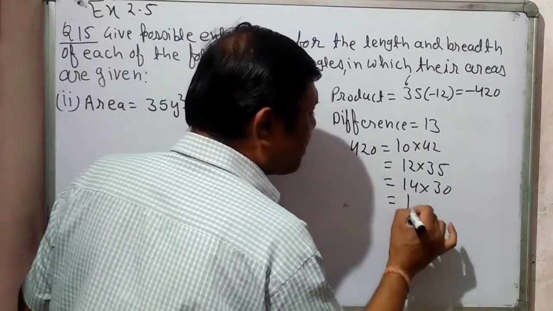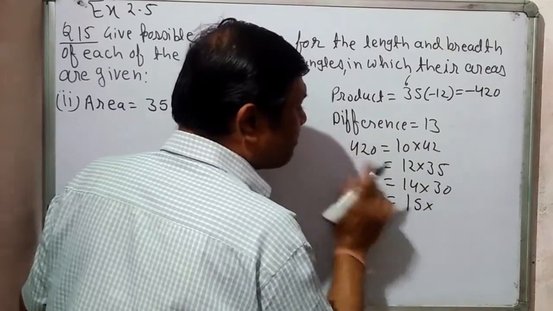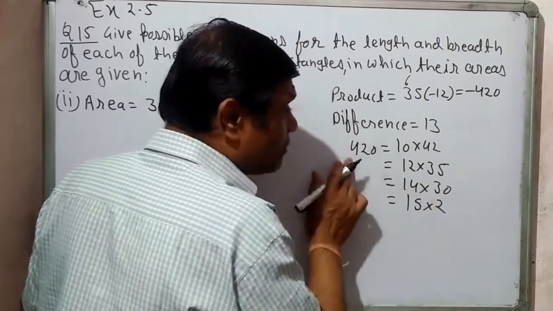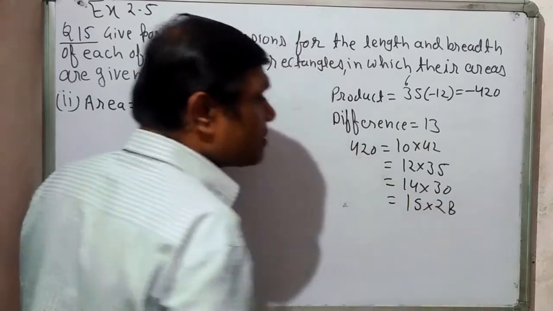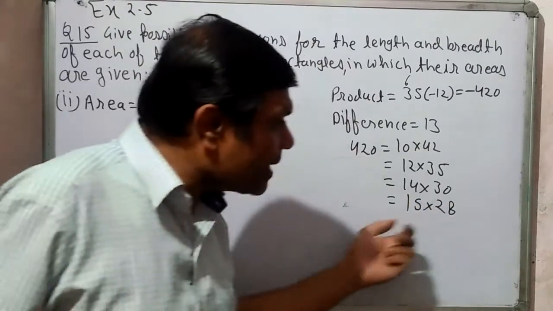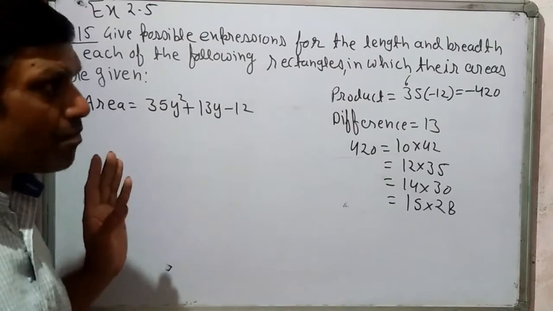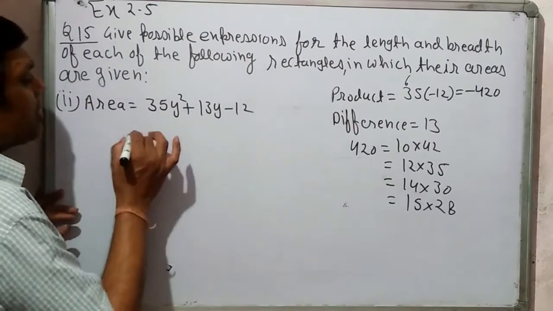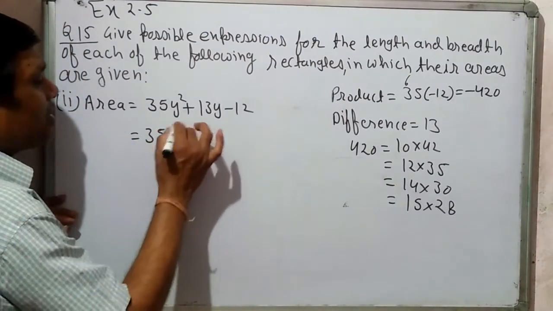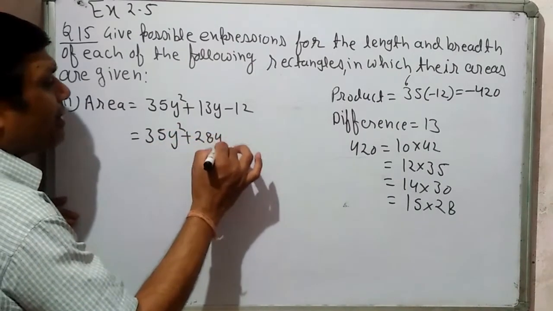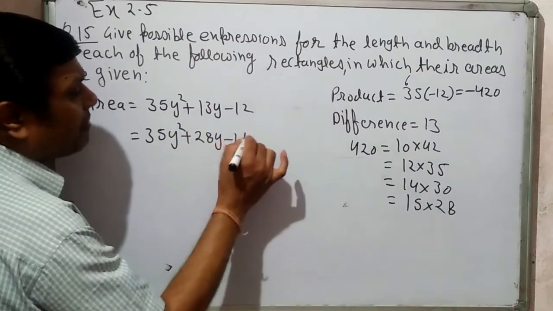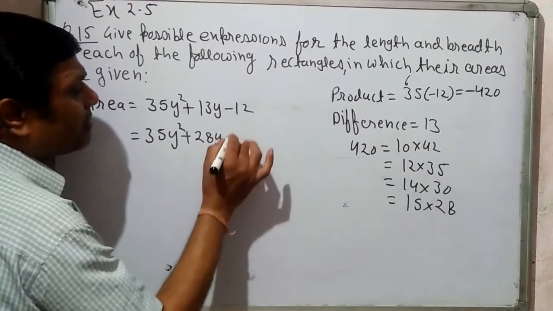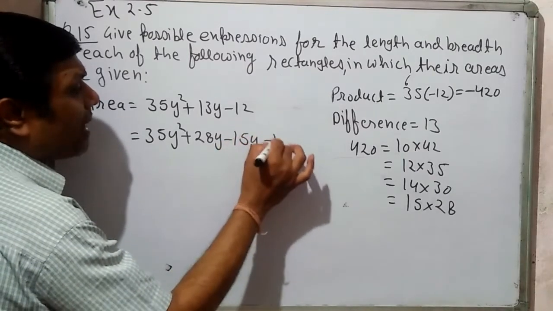Let us try it with 15. 15 2s are 30, 12 remaining. 15 8s are 120. And 28 minus 15 is 30? Right? So let us take this as 35y square plus 28y minus 15y minus 12.